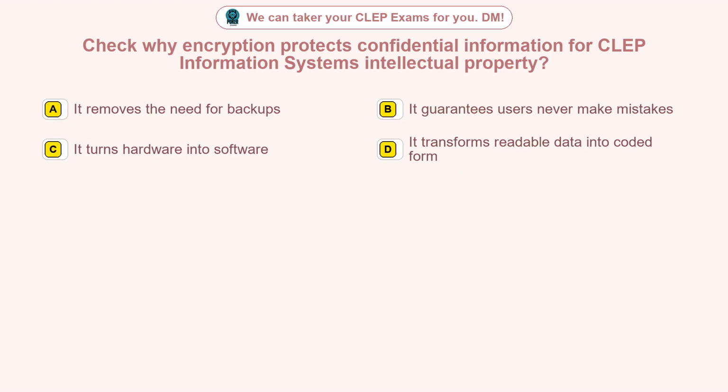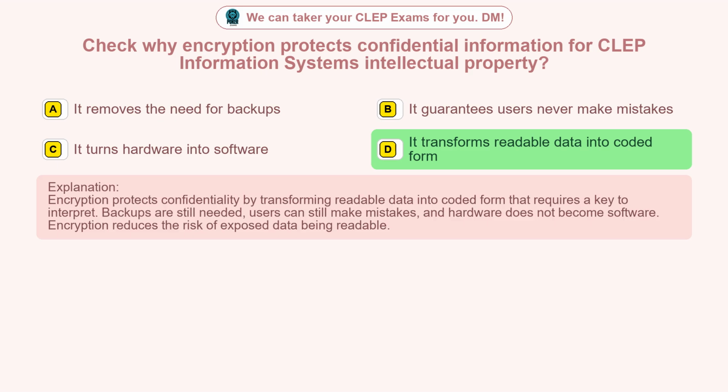Question 47. Check why encryption protects confidential information for CLEP Information Systems intellectual property. Option A. It removes the need for backups. Option B. It guarantees users never make mistakes. Option C. It turns hardware into software. Option D. It transforms readable data into coded form. The correct answer is option D. It transforms readable data into coded form.